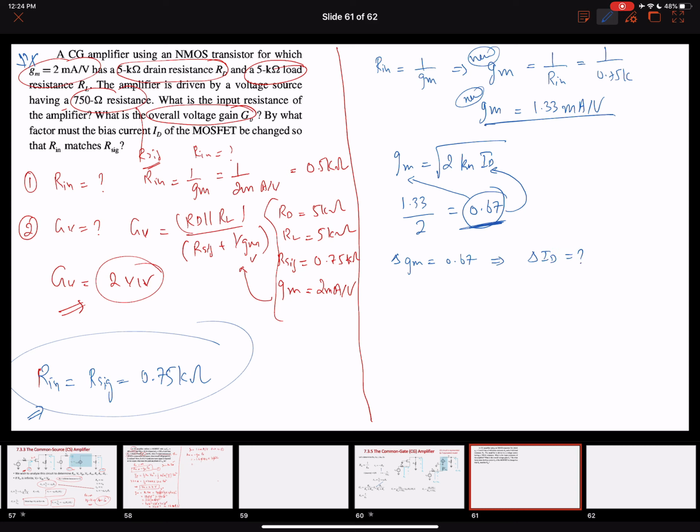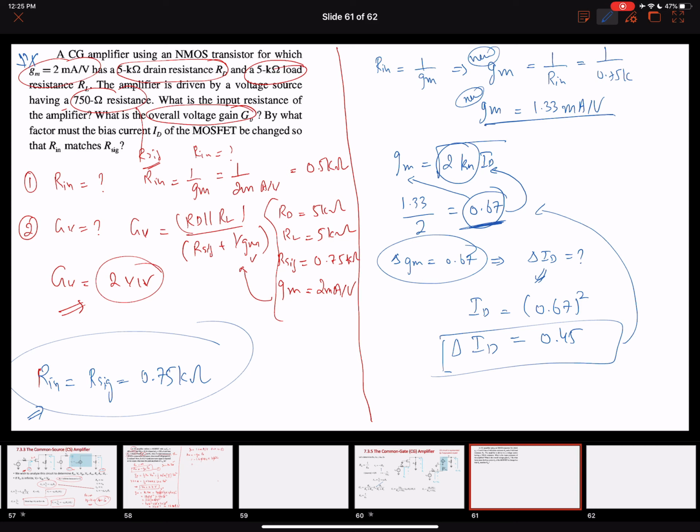The change in the ID that we need to find out will be the square root of, but since our Kn will remain the same, the factor 2 Kn will remain the same. So the change in the current will be equal to 0.67 squared, which comes out to be 0.45. So this is the change in the current that is needed in order to get the change of 0.67.